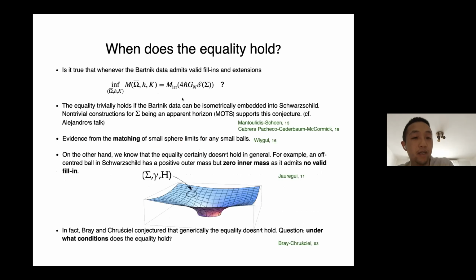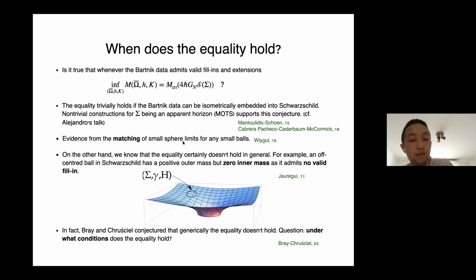Can we collect some evidence for that? We ask the question, is this true? Could it be true? Of course, we know that the equality trivially holds if this Bartnik data can be embedded into Schwarzschild. But we also know very non-trivial constructions where this is a parallel horizon with arbitrary intrinsic geometry. Due to Mantoulidis's chain construction, which was revealed in the previous talk, there are many examples where you can get arbitrarily close, basically saturating this equality, without having it embedded into Schwarzschild. And also the small sphere limit shows that these two things match on the left and on the right.